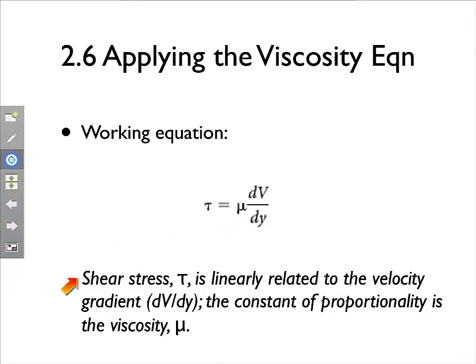And for most fluids that we'll be dealing with in this class, and we'll talk about one strange fluid, a non-Newtonian fluid, most of the fluids that we'll talk about in class will be what are called Newtonian fluids, that the shear stress, tau, will be linearly related to the velocity gradient, dV dy. And the constant of proportionality is, in fact, the viscosity.